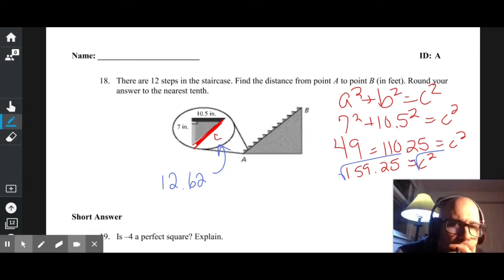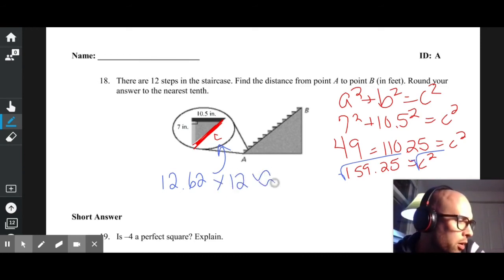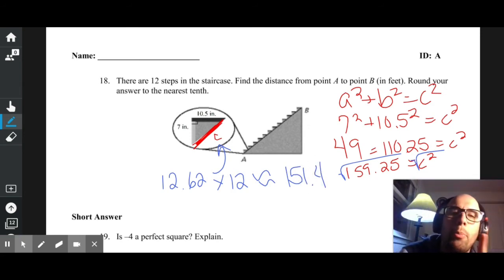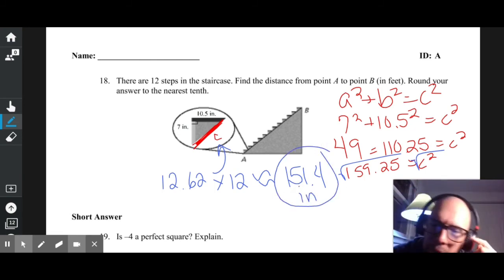Now, that's one step. How many steps do I have? 12 of them. So what I'm actually going to do is hit times 12 right here in my calculator. And after I multiply that by 12, it gives me 151.43. So I'm going to leave it 151.4. And I'm dealing with inches. And so there you have it. Although at the beginning, the problem looks pretty frustrating, it's not. It's just Pythagorean Theorem, and then you have to do a little bit more.